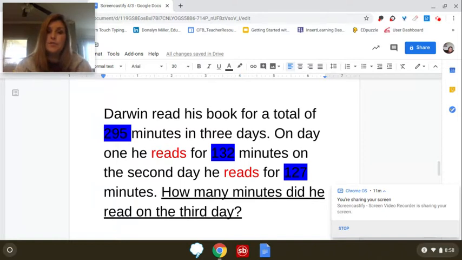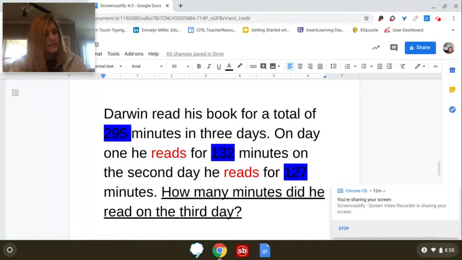So the first thing I'm going to do is circle those numbers. Darwin read his book for a total of 295 minutes. I've highlighted that in blue. That's the number. In 3 days. On day 1, he reads for 132 minutes. Highlighted that number. And on day 2, the second day, he reads for 127 minutes. How many minutes did he read on day 3? So I've highlighted my numbers. The second thing I do is underline the question. How many minutes did he read on day 3? So I know I'm looking for the third day.